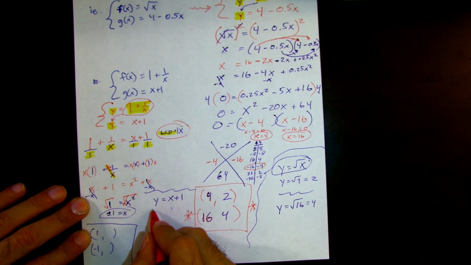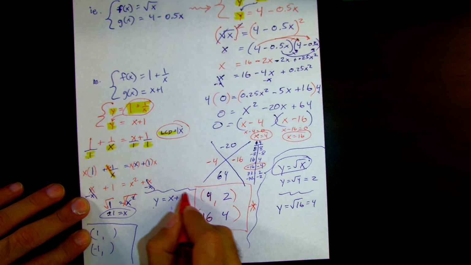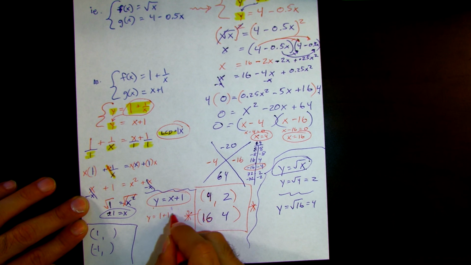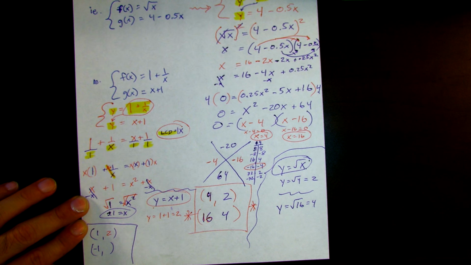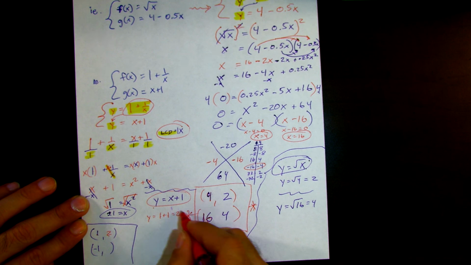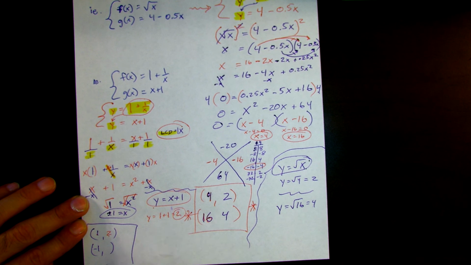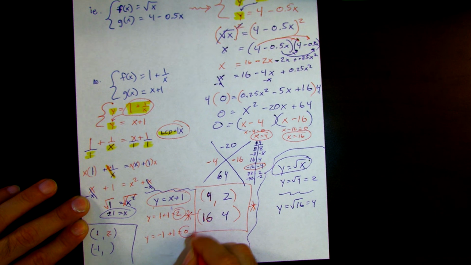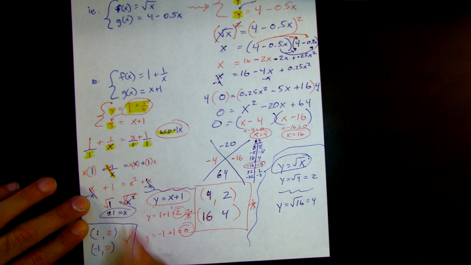Using our second equation here, I'm going to plug in 1 for x. So it's 1 plus 1, and that equals 2. All right? So y equals 2. Next, we'll put negative 1 in for x. Y is equal to negative 1 plus 1, and that equals 0. Done.